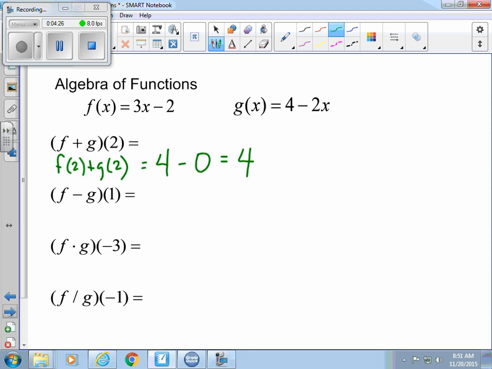Quick poll. Do I need to work all 4 of these? Maybe one more? Which one looks like the hardest one? This one. So this means f of negative 3 times g of negative 3. The first thing I'm going to do is figure out what the notation means. F of negative 3 is negative 9 minus 2, which is negative 11. G of negative 3 is 10.